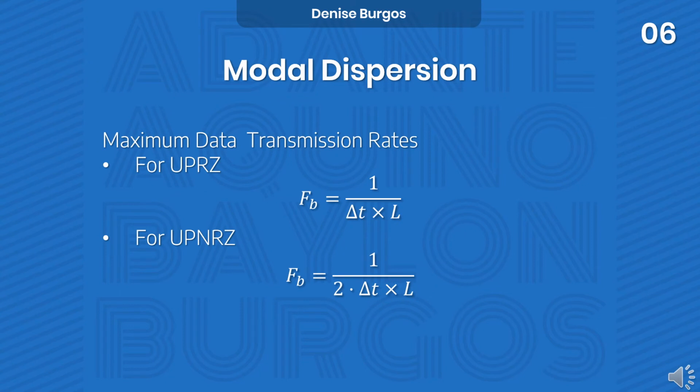The maximum data transmission rates. For UPRZ, the given formula is 1 over delta T times L. And for UPNRZ, the given formula is 1 over 2 times delta T times L.